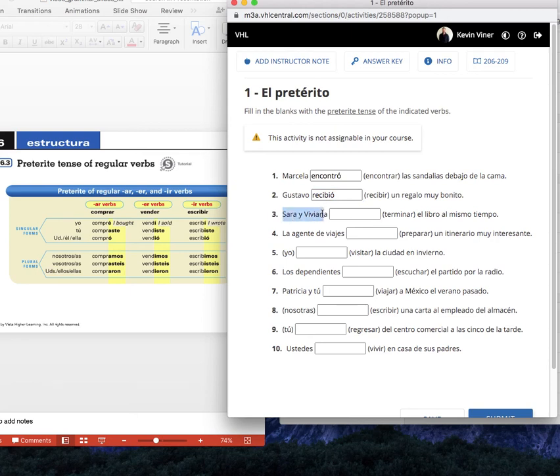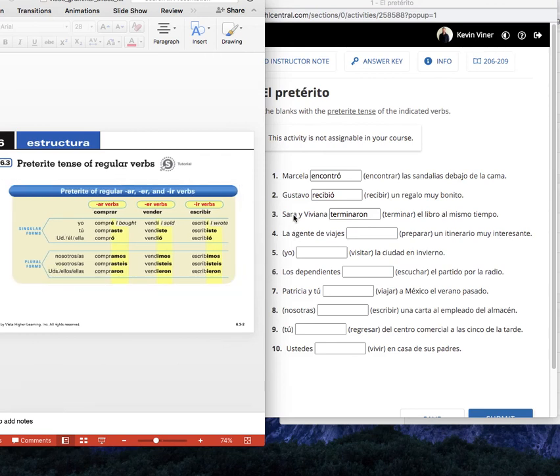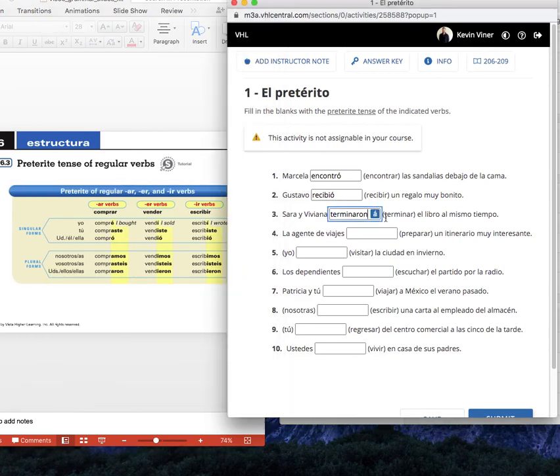Muy bien. Tres. Sara y Viviana, and the verb is terminar el libro al mismo tiempo. Okay, pause it. Think about how we conjugate terminar in the preterit. And we're back, and we'd say terminaron. That's down here. Ellos, ellas. Sara y Viviana, ellas terminaron el libro al mismo tiempo. At the same time.